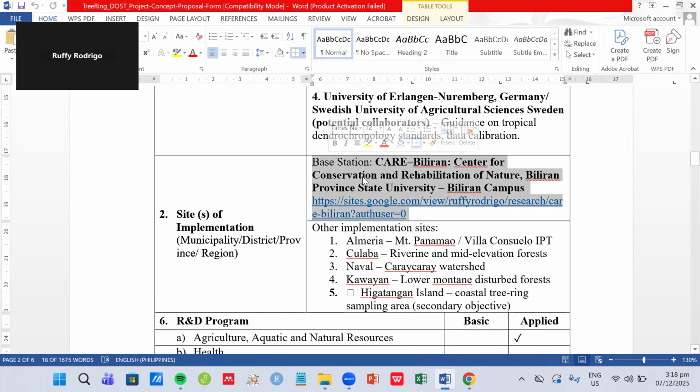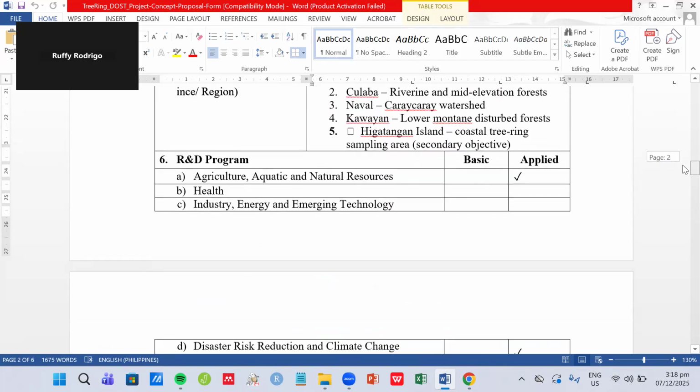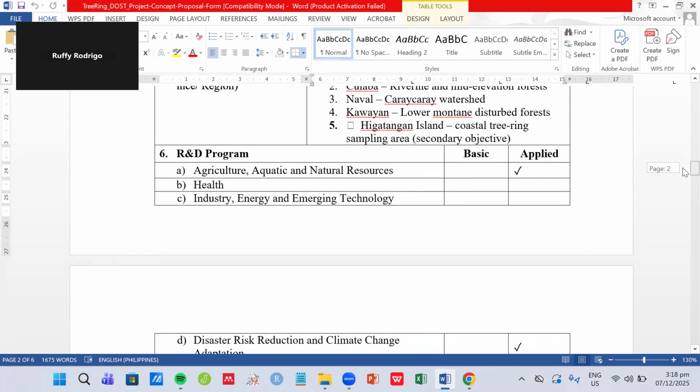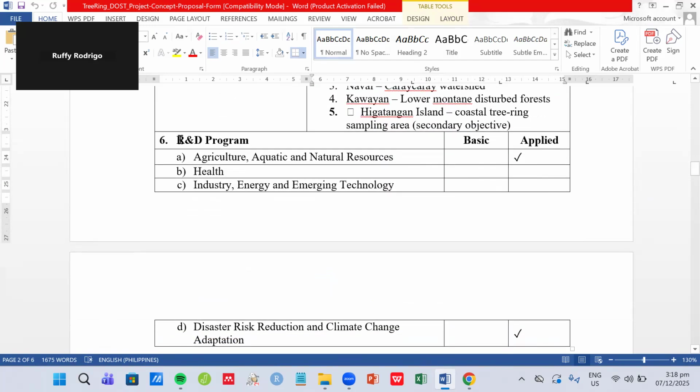I'm not sure, sorry, but they are asking for the base station. I just wrote there the center that I'm trying to develop. This is not yet feasible, but it would be the effort of the Department of Forest Science. We want to create a center for conservation and rehabilitation of nature in Biliran, to be lodged by the Department of Forest Science, and I am the lead initiator of this center.